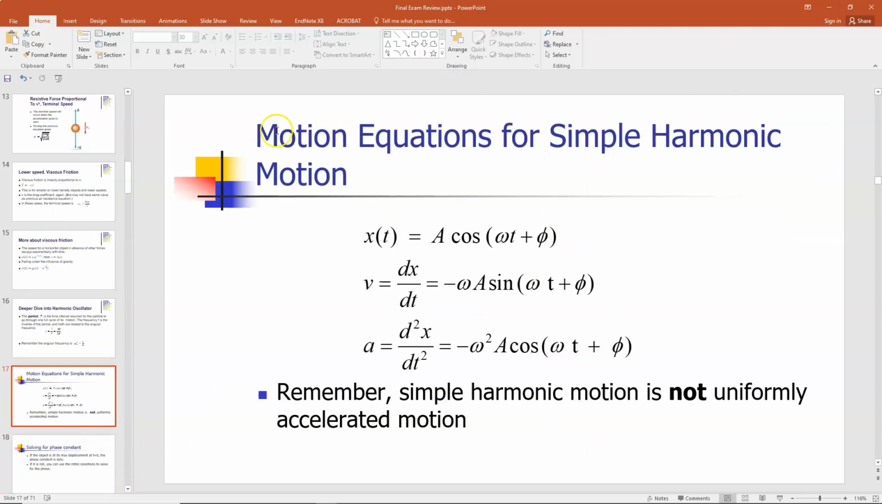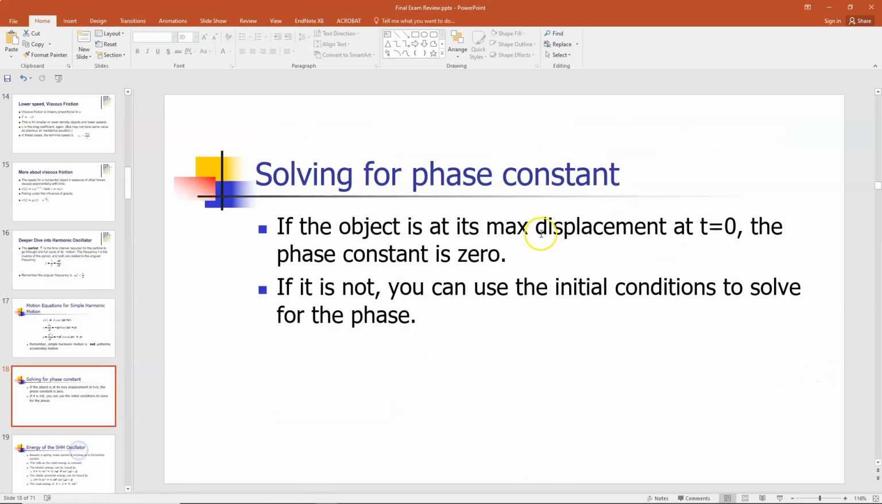If you have a simple harmonic oscillator, which is only under the force of the spring, then that is a sinusoidal function. We described the position as A cosine of omega t plus phi, where phi is the phase constant. Then the velocity would be the time derivative of that, minus omega A sine of omega t plus phi, and the acceleration is the time derivative of that, minus omega squared A cosine of omega t plus phi. Remember that simple harmonic motion is not uniformly accelerated motion, and so you can't use the kinematics equations to describe it. You have to use the ones that you see here.